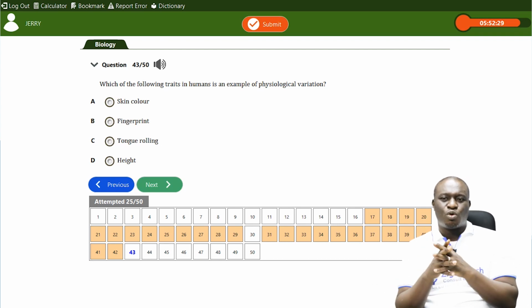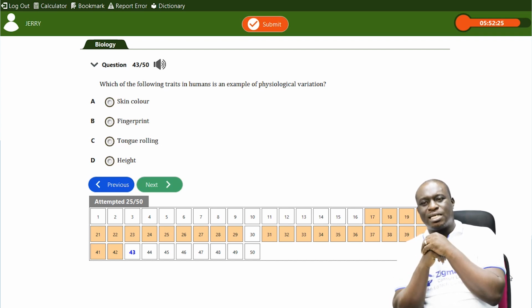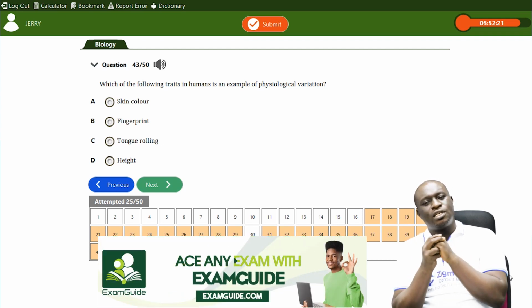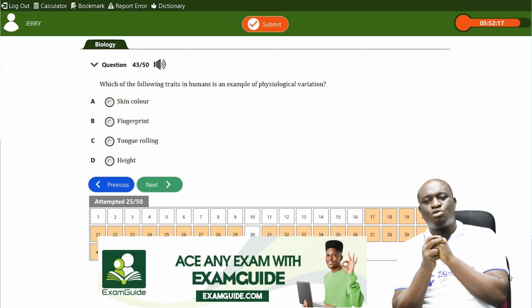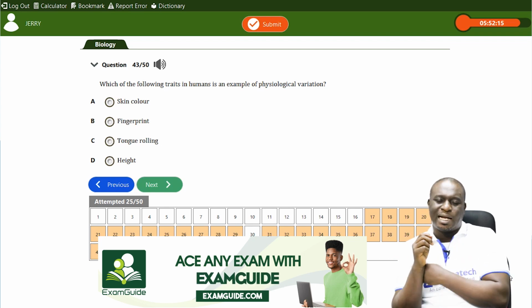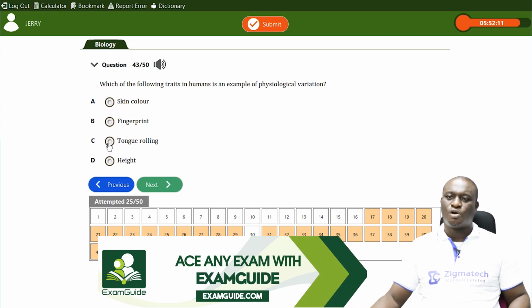Now, based on the question we have here: which of the following traits in humans is an example of physiological variation? A is skin color, B is fingerprint, C is tongue rolling, and D is height. The correct answer to this particular question is tongue rolling.